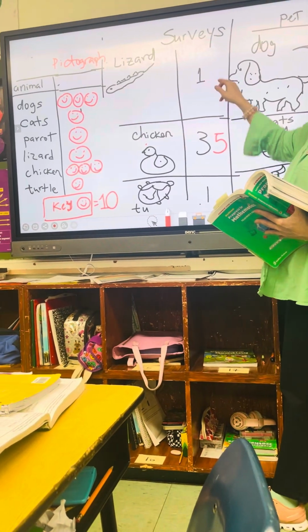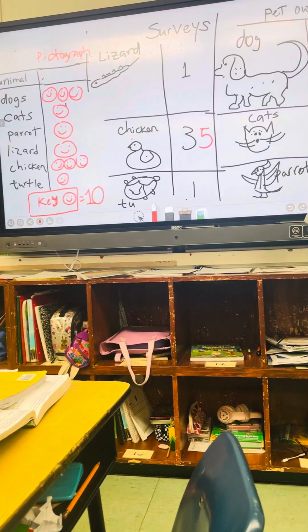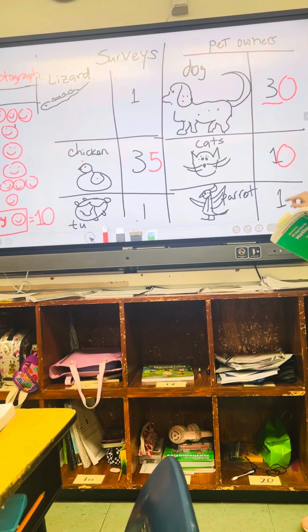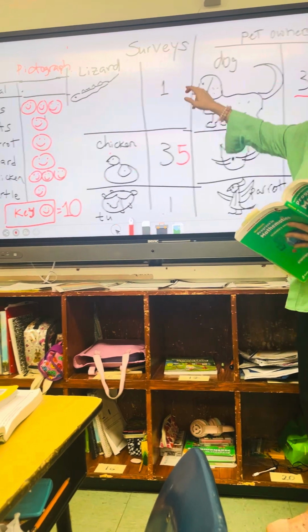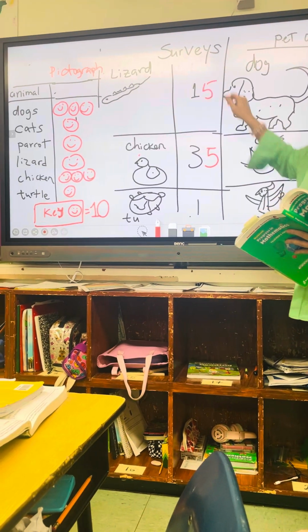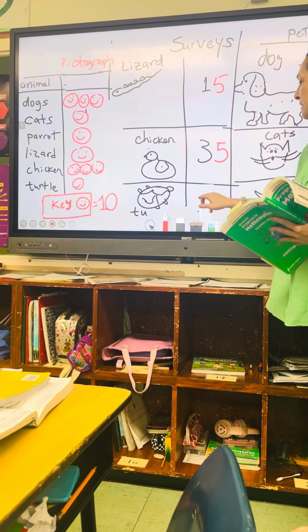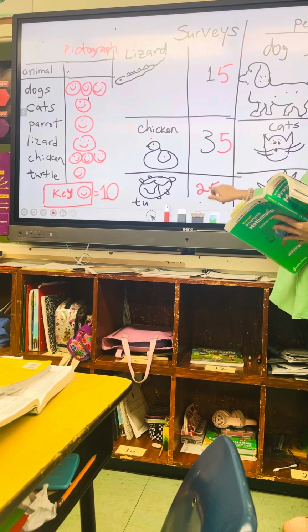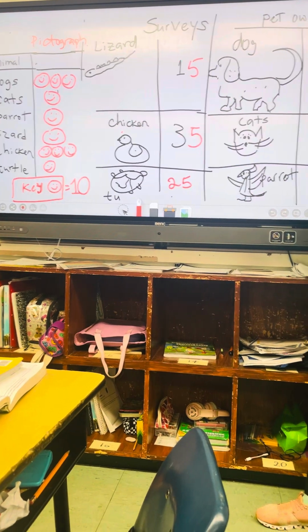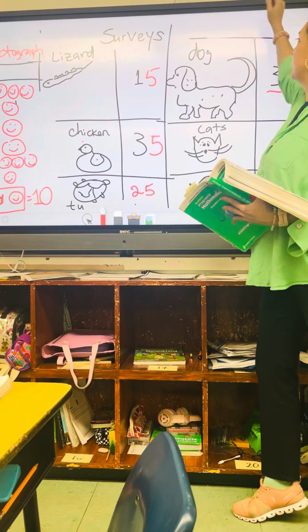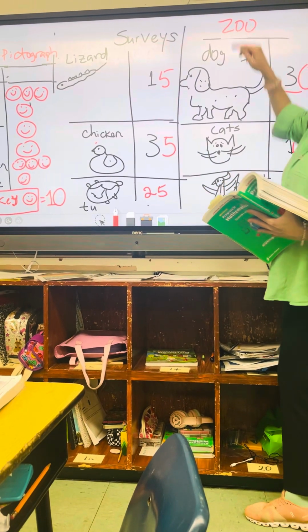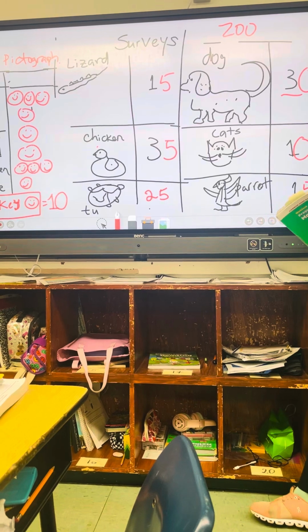And for example, I'm going to have 30 dogs, 10 cats, 15 parrots, 15 lizards, and 25 turtles, okay? Let's say I have a zoo now. So I have a zoo, okay? So I have 30 dogs.